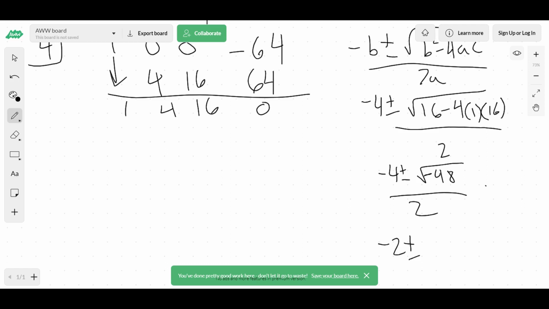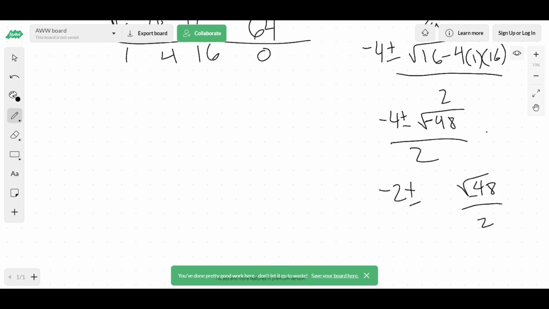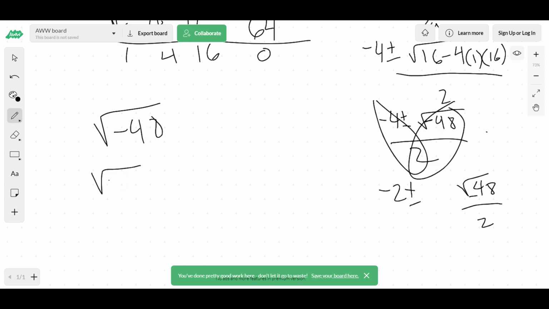So let's do that in 2 parts. We divided this side right here, but we haven't divided this side, so we have to do that now. The square root of negative 48 can be broken down to be the square root of negative 16 and the square root of 3. So the square root of negative 16 would be 4i, and the square root of 3 is just the square root of 3.